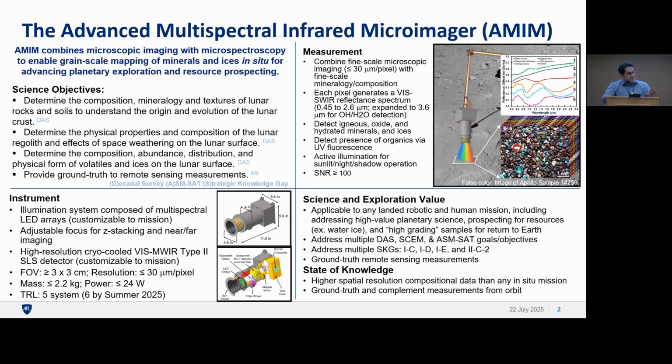On the bottom left is your quad chart. The instrument consists of LED arrays, adjustable focus mechanisms that allow us to image both near and far, as well as an IR camera so we can use one detector. Most spectrometers over this really broad spectral range use two, but our engineers were able to design it so that we can use just one set of optics and one detector. At closest proximity, we can image with 30 microns per pixel. The system right now is at TRL5, but by the end of the summer we'll be at TRL6. Next slide.